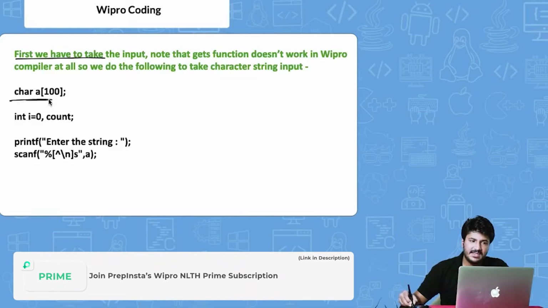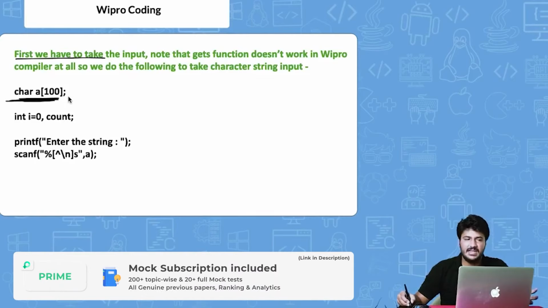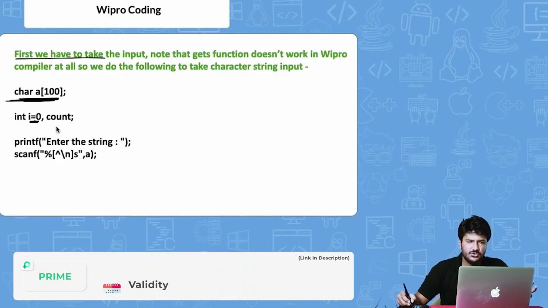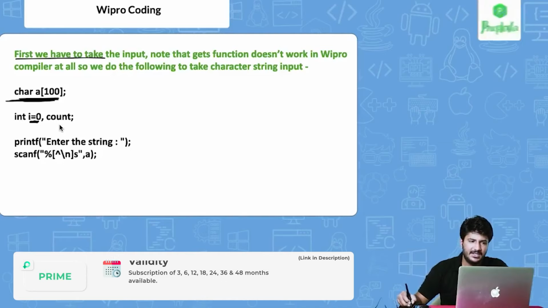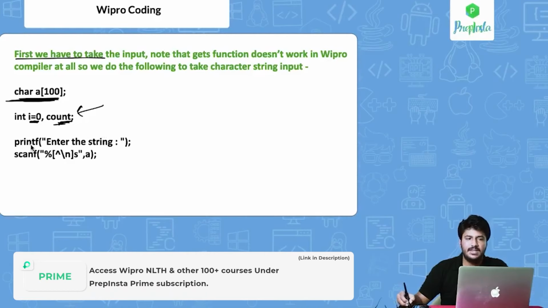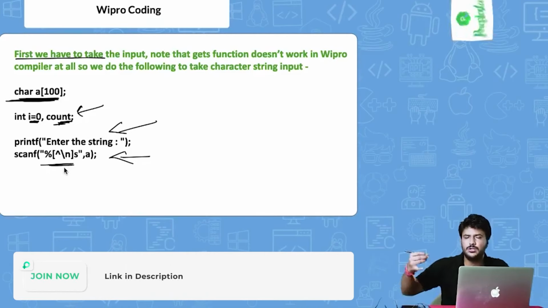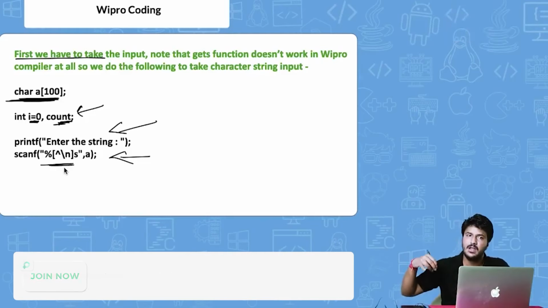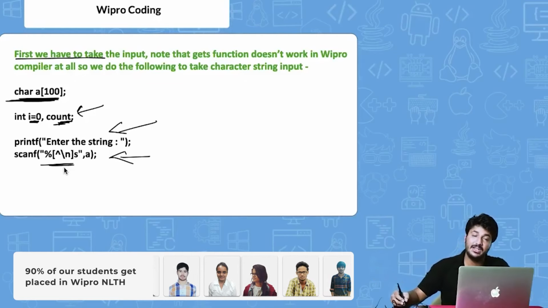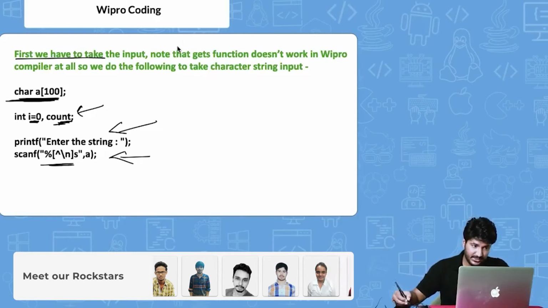First we declare a character array a of length 100. Then we initialize i equal to 0, which we will use to iterate the loop, and count will store the number of words. Then we ask to enter the string. We will also post the whole code in the Prepinsta Wipro coding questions page, so you can find the whole code there. But it is very important to understand how the code works, so that is what I'm going to focus on in this video.